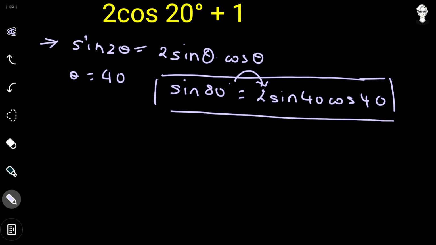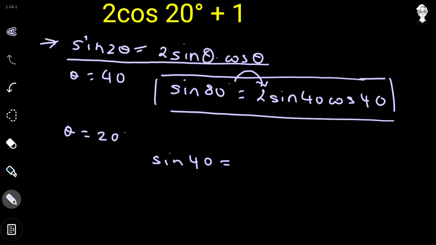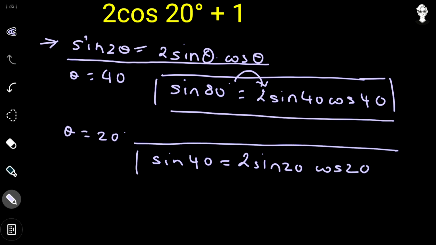Now again, look carefully at sine of 40 degree. We can again expand it using the same identity, that sine of 2 theta is equal to 2 times sine theta cos theta. In this, if I replace theta with 20 degree, in the left hand side we will have sine of 40 degree, and this is equal to 2 times sine of 20 degree into cos of 20 degree. So here we have expanded sine of 40 degree, and we will put this value of sine of 40 degree over there.